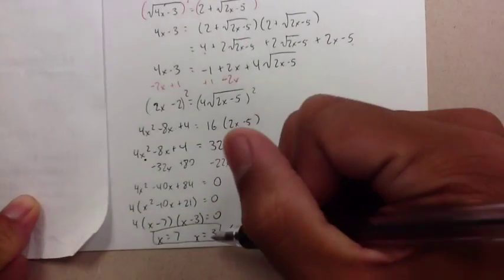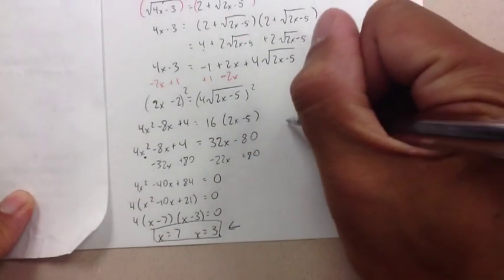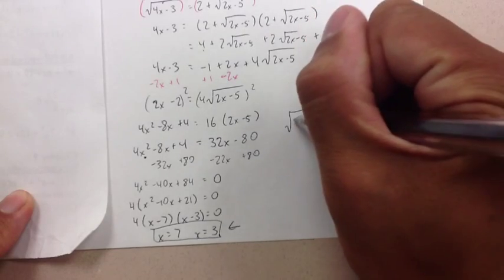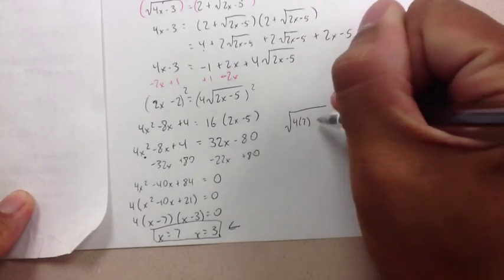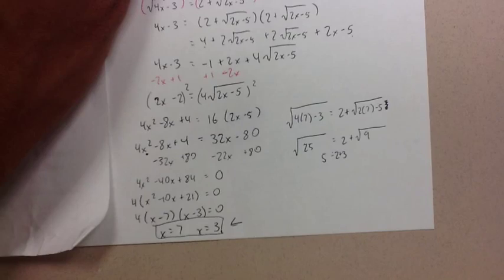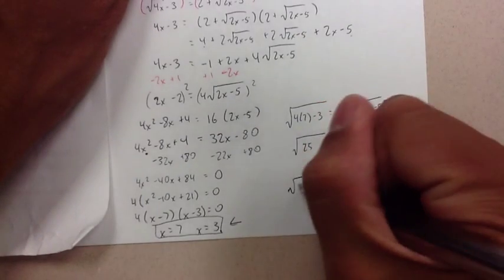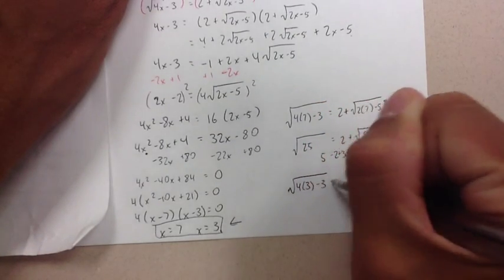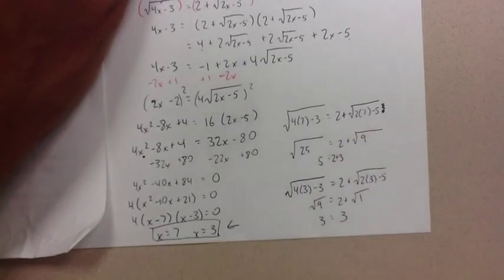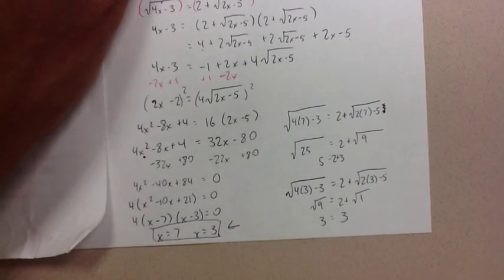Just to be certain, I'm going to plug these back into my original equation to make sure that this does come out properly. So if I plug the 7 in, that comes out properly. Now if I plug the 3 in, that also comes out properly. So both of these answers are going to work.